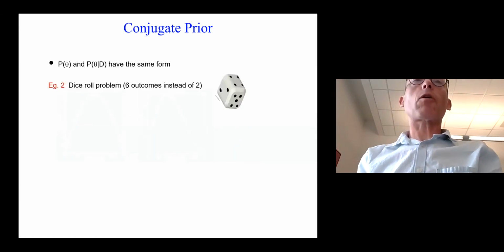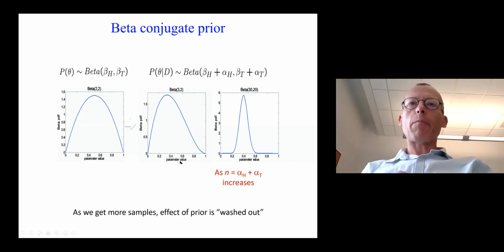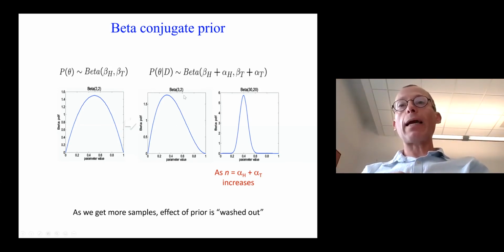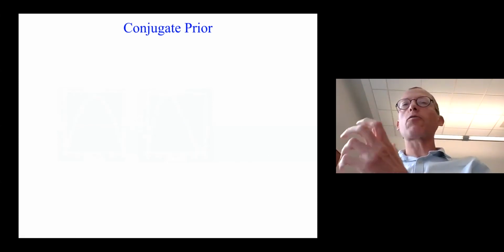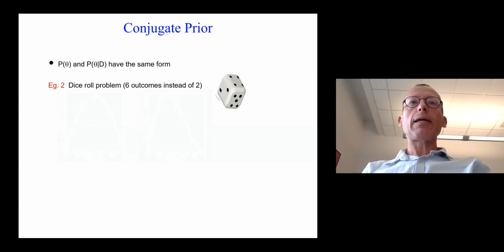Right. So conjugate priors can be used for the binomial distribution. They can also be used for other types of distribution. And again, the challenge is to find the correct conjugate priors.